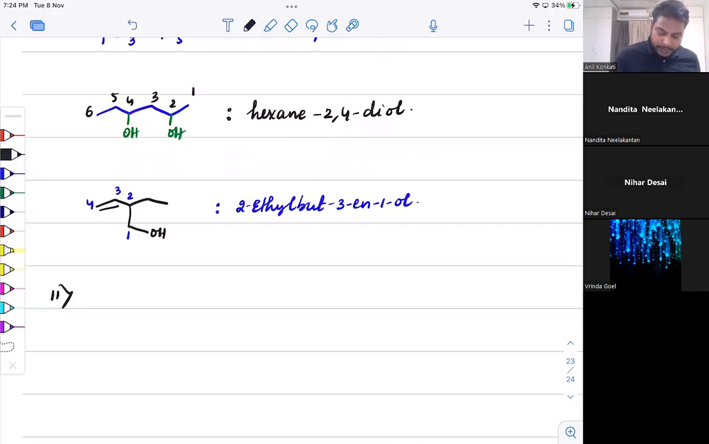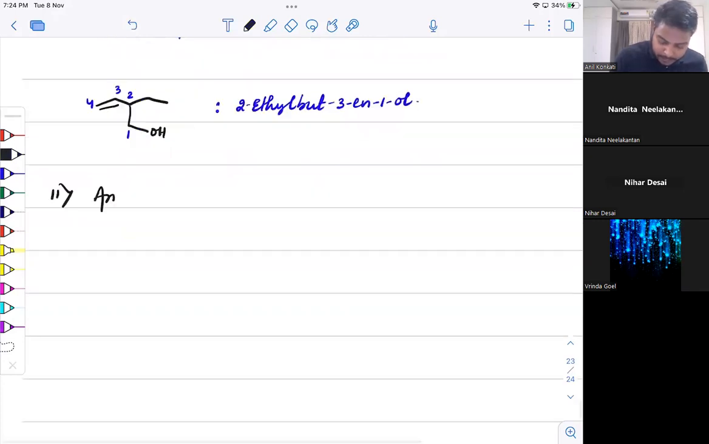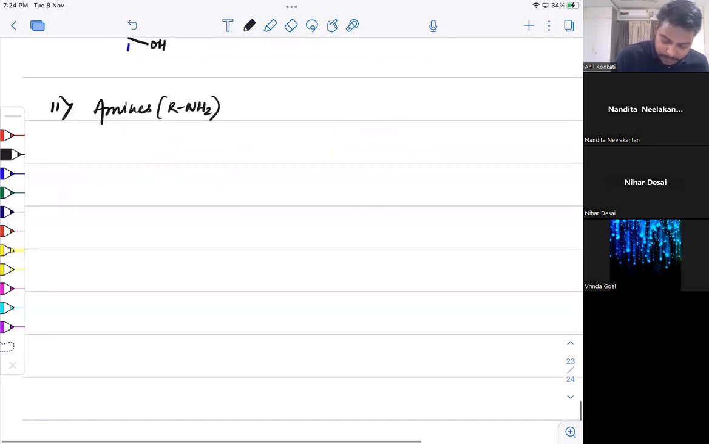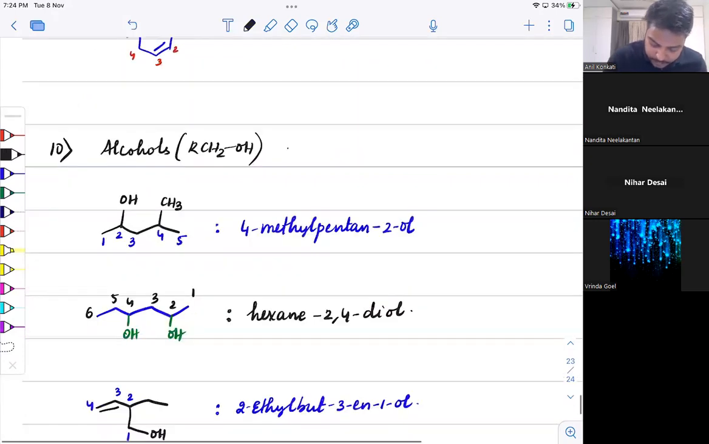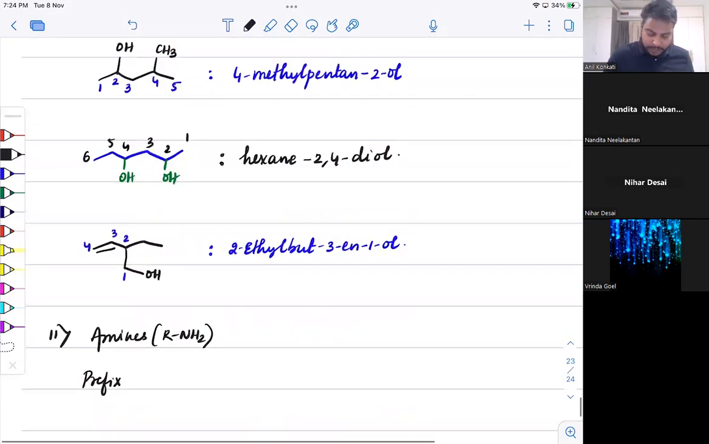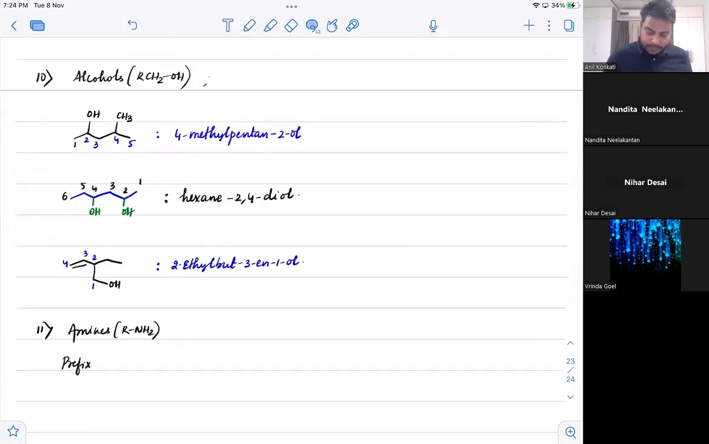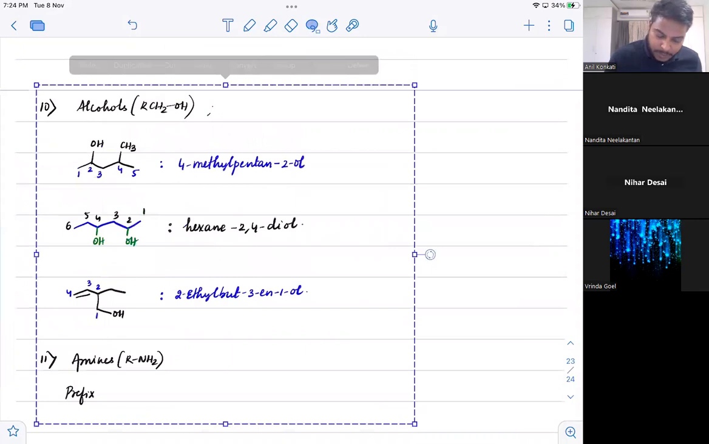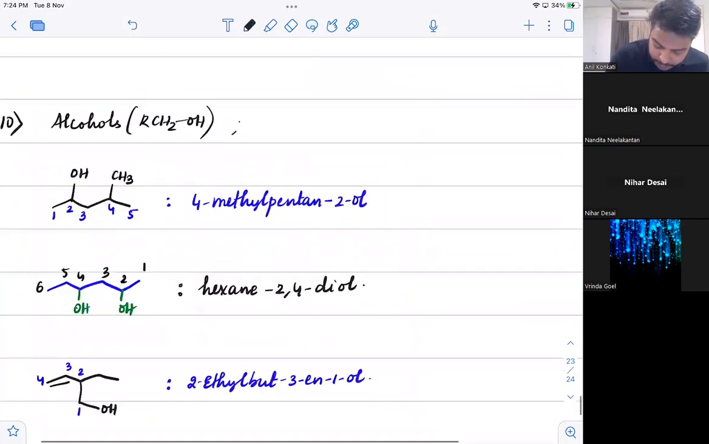Next, 11th, amines. We have RNH2. This is the family. The prefix name here is, I didn't write the prefix name here, sorry. For alcohols, let me just push this down. The prefix name for alcohol is hydroxy.